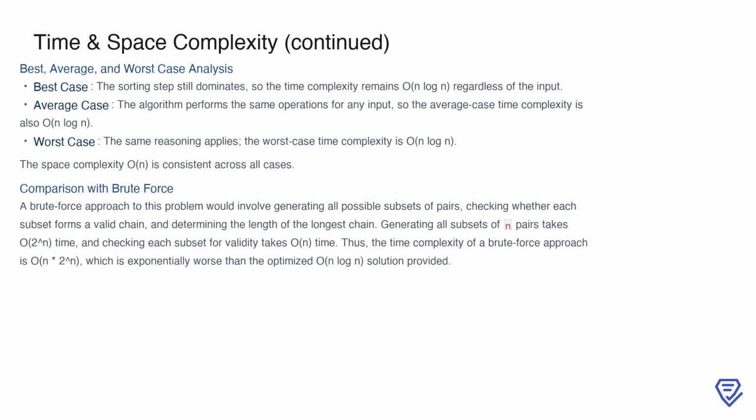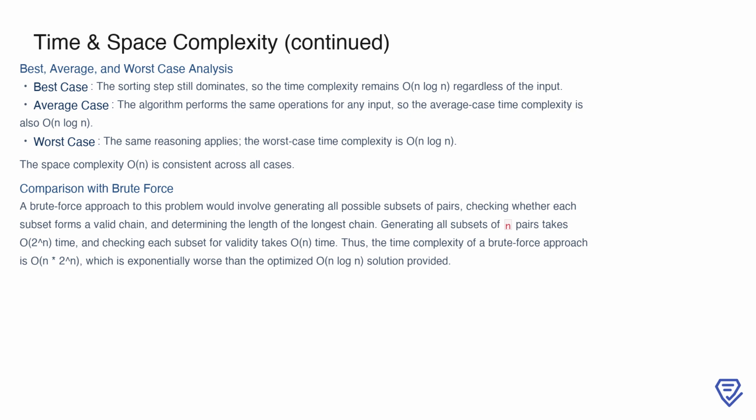Now we can analyze the best, average, and worst cases of the algorithm. In all three cases, the sorting step remains the dominant operation, so the time complexity consistently stays at n log n. This is true regardless of the input structure. The space complexity is also consistent across all cases, remaining n.